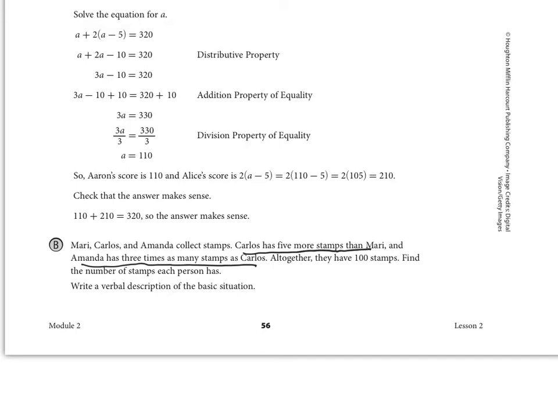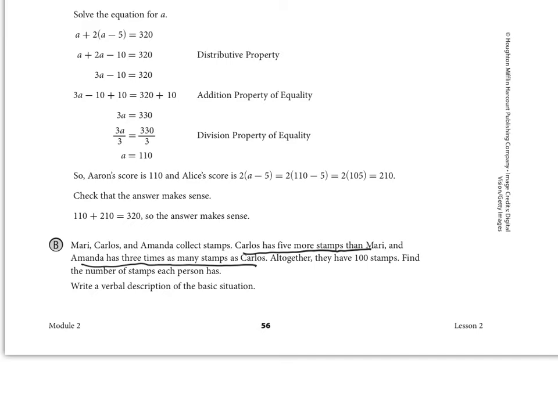So, the first step here is to understand the situation. Okay, make sense of it. If it helps, don't even think about the numbers. Just try to understand what's going on. We have 3 people involved, Mari, Carlos, and Amanda, and they collect stamps. So they have a number of stamps. That's going to be our number there, our math. Altogether, they have 100 stamps. So Mari has some stamps, Carlos has some stamps, and Amanda also has some stamps. And so our task is to find how many each one has.